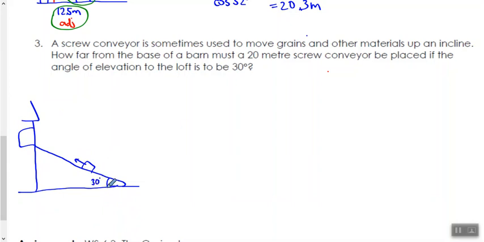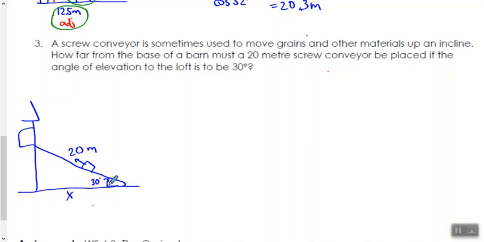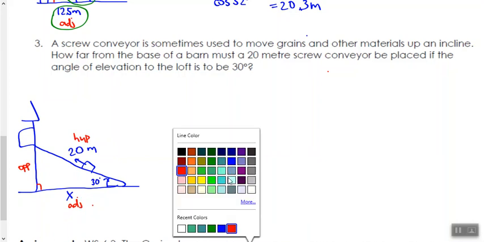Remember, angle of elevation, horizontal up. So 30 degrees. The screw conveyor, sorry, is 20 meters long. And I want to know how far from the base of the barn it needs to be set. So looking for our side here. Next step, label. Okay, so here's my angle. So this is opposite, the side opposite my angle. Here's my hypotenuse across from my right angle, and this is my adjacent side.